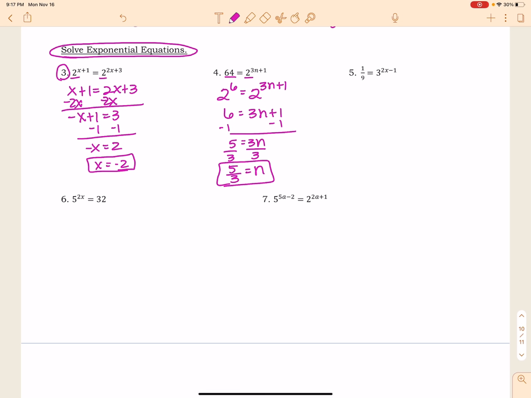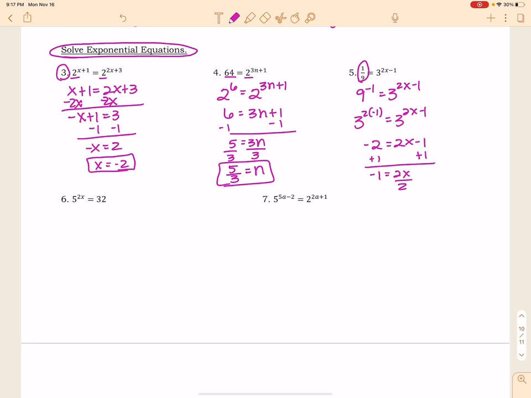Easy peasy, lemon squeezy. Number 5, same way, I've got 1/9, but if I write this as 9 to the negative 1, then I can write it in the base of 3. So of course 9 is 3 squared, so then I'm going to multiply that 2 by a negative 1. Now my bases are the same, so I've got negative 2 equal to 2x minus 1. Can add 1 to both sides, divide by 2, and x is equal to negative 1/2.